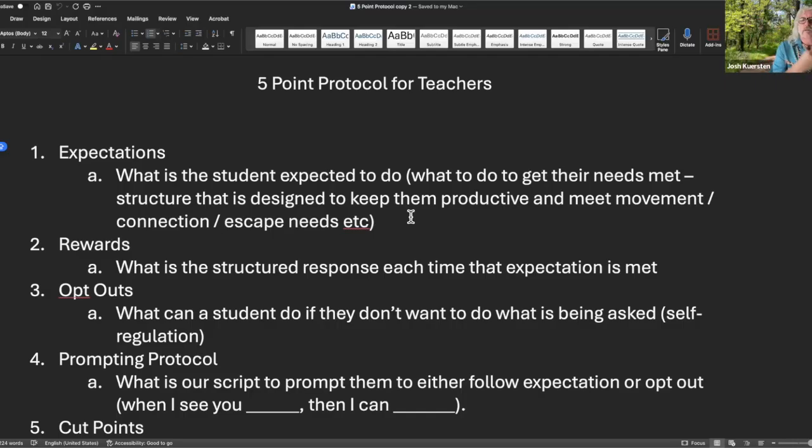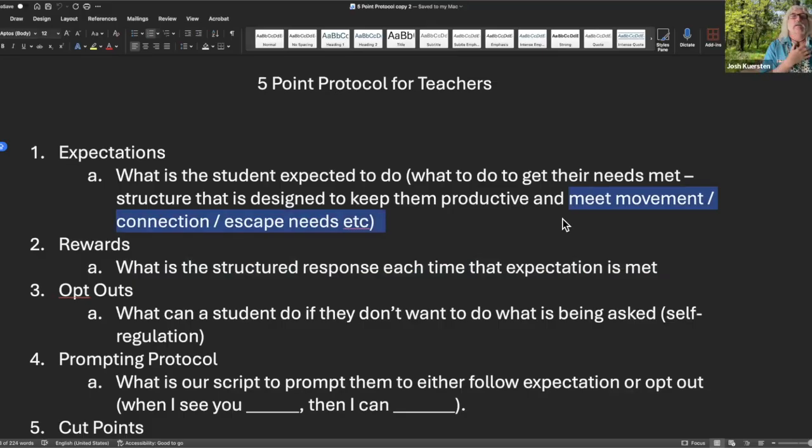Yeah. So I like to start with the expectations of, well, what should they be doing? Because it leads directly to this. I want to reward them for what they're supposed to be doing. Each time the student meets the expectation, I want them to be reinforced, right? So the first two things to think about here are: what do I need them to do? And can I structure it in any way that supports their needs?